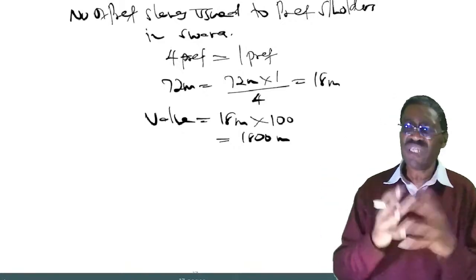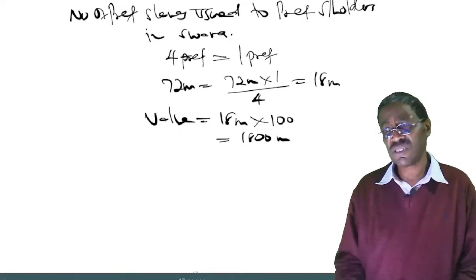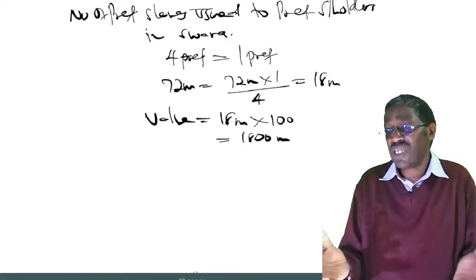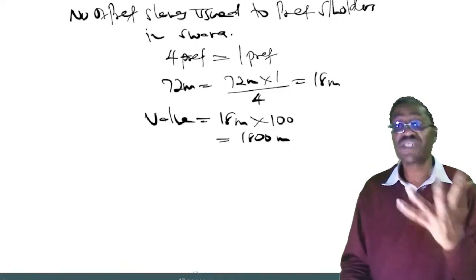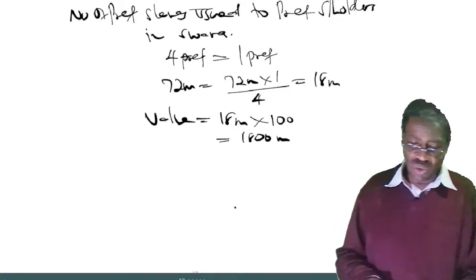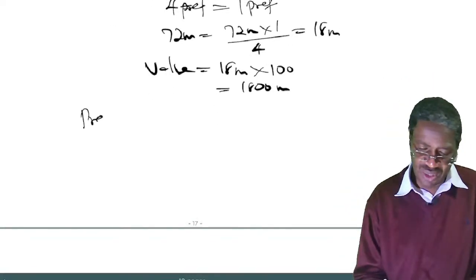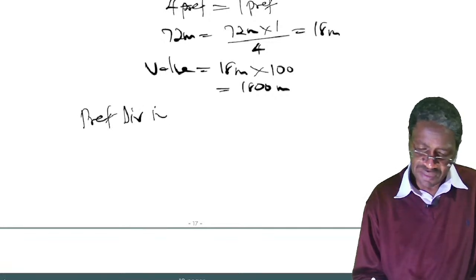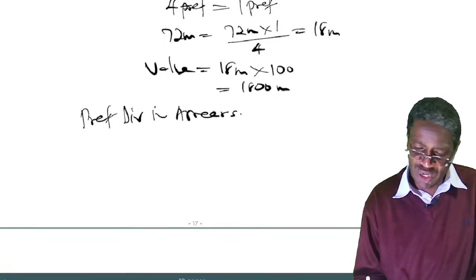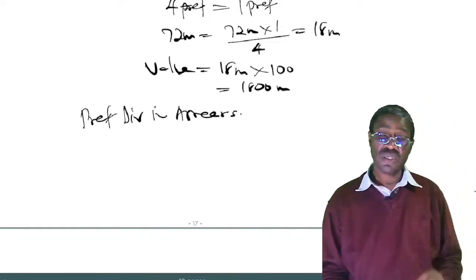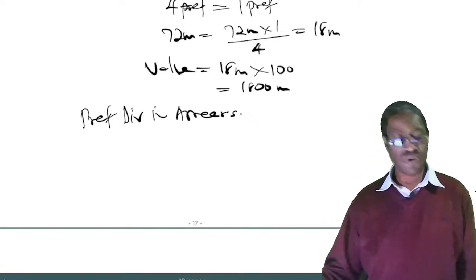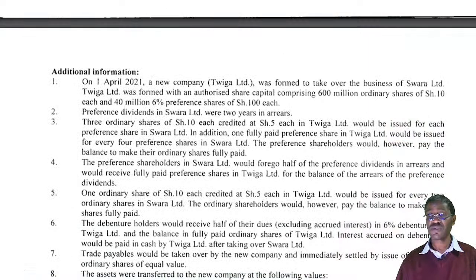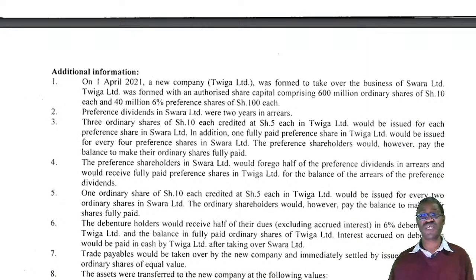So the only thing we need to know is the amount of their arrears. We don't even need to calculate the dividends or the shares. We just know half of that will be paid by Twiga in terms of shares. So we just need to calculate the preference dividends in arrears. Don't forget somewhere we were told, by note number two I think, that dividends were 2 years in arrears. Let me confirm. Yes, note number two told us preference dividends in Swara were 2 years in arrears.